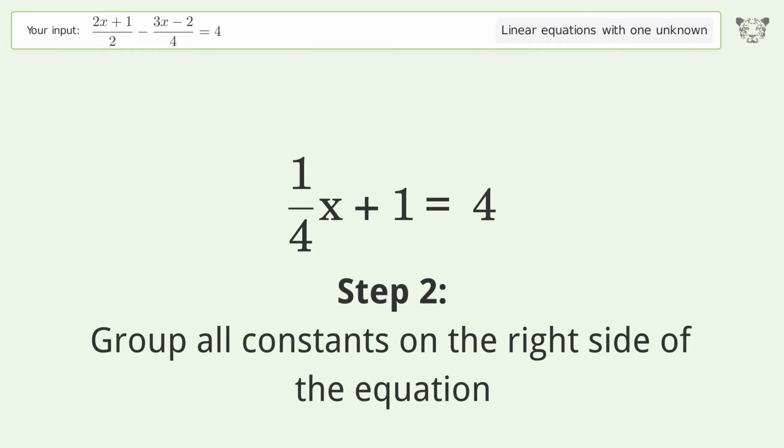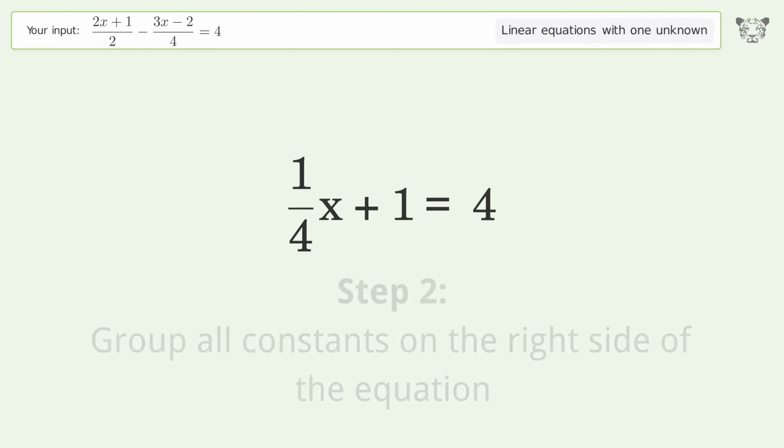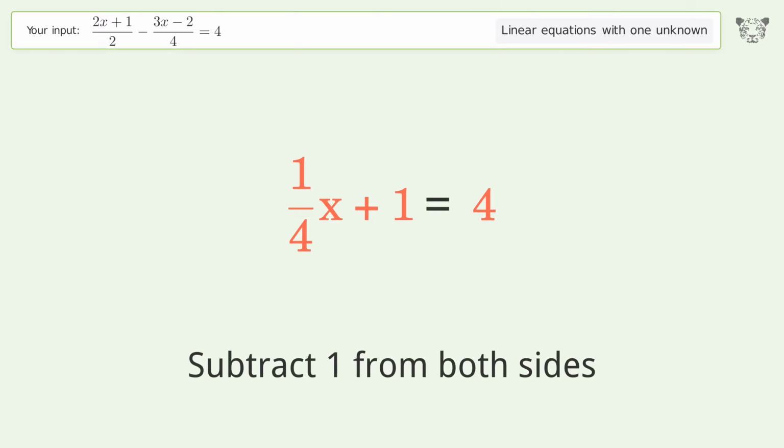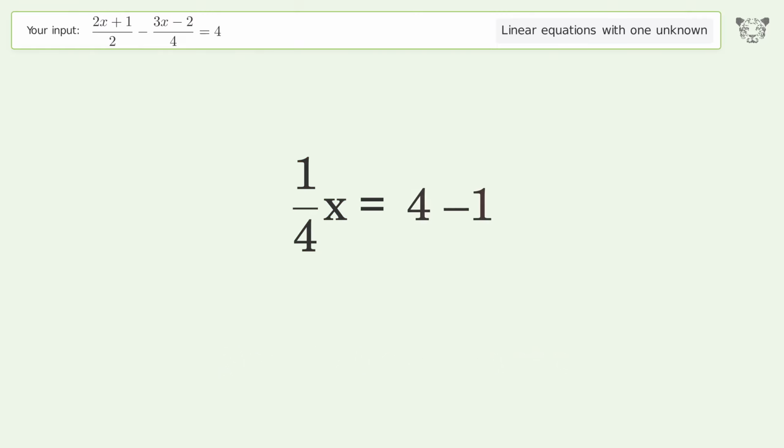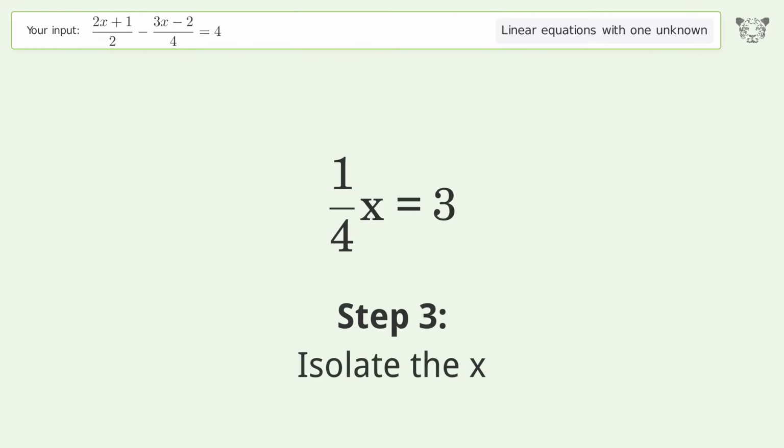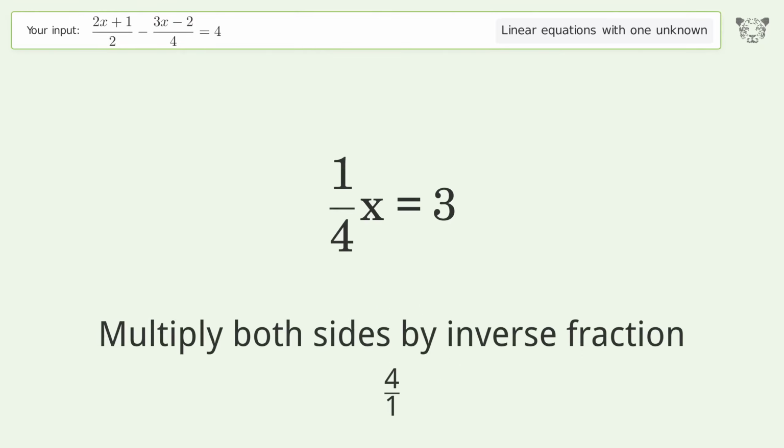Group all constants on the right side of the equation. Subtract 1 from both sides. Simplify the arithmetic. Isolate the x. Multiply both sides by inverse fraction 4/1.